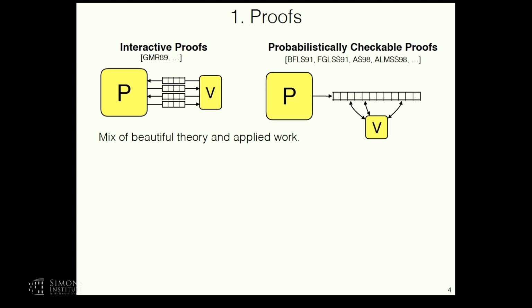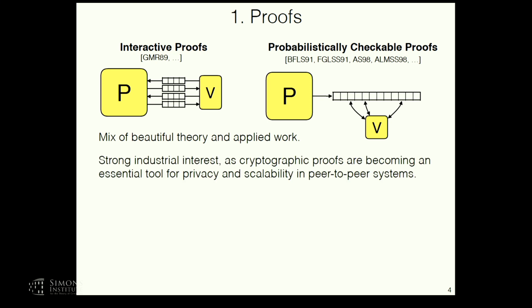This area is a mix of beautiful theory and applied work. There's also strong industrial interest because cryptographic proofs are becoming an essential tool for privacy and scalability in peer-to-peer systems. There are in fact already standardization efforts to take some of these proof systems and make them standard tools in the toolkit of cryptography in the real world.